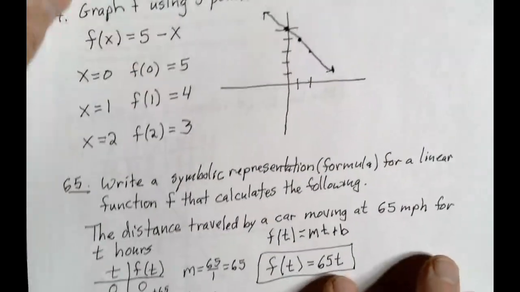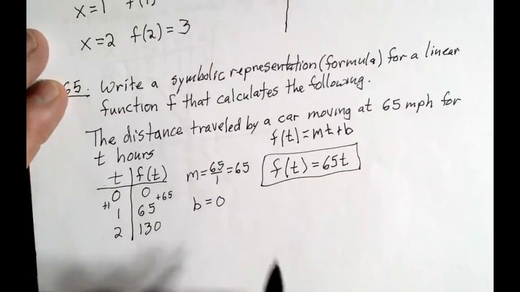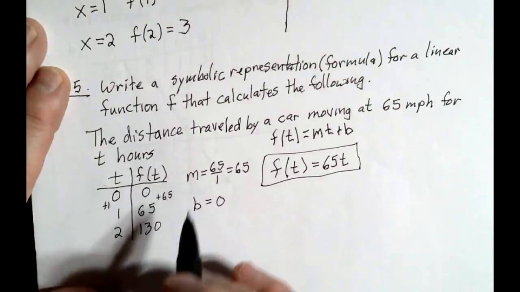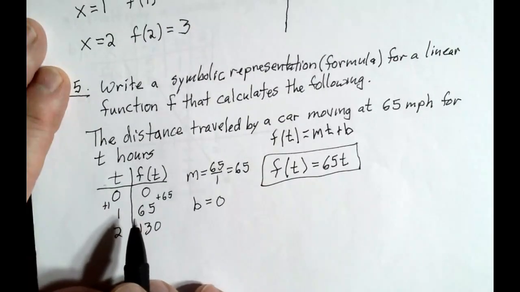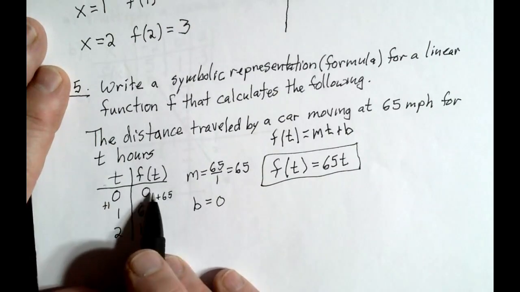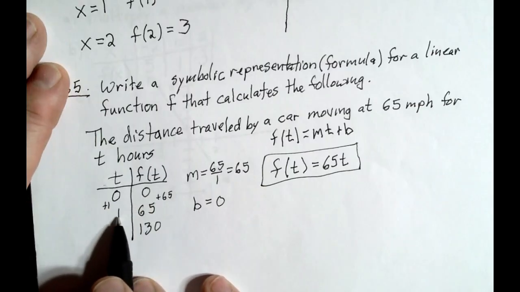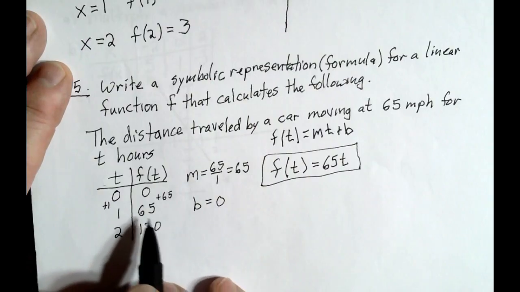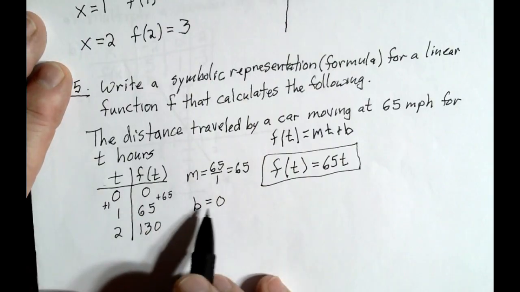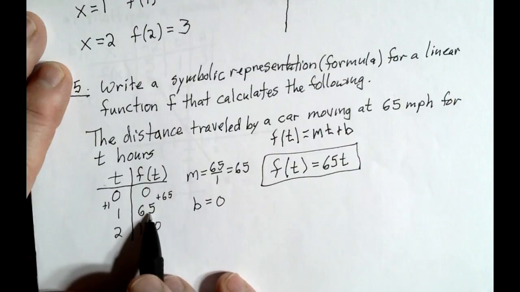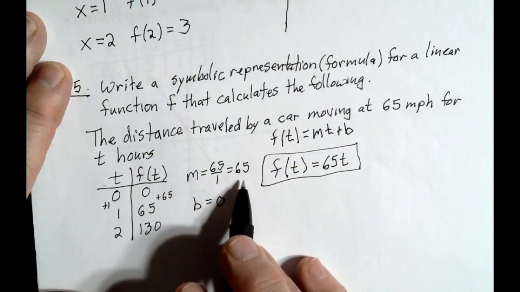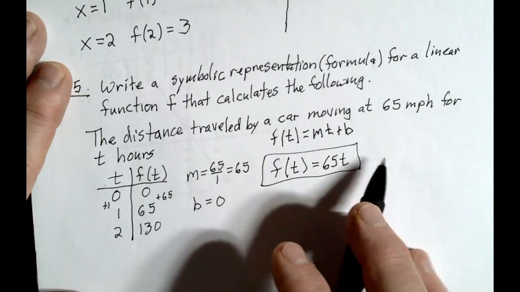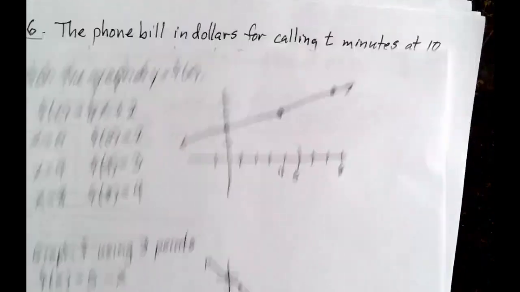Now, this one says, write a symbolic representation or formula that calculates the following. The distance traveled by a car moving at 65 miles an hour for t hours. So the distance traveled, 0 time has gone by, you've traveled 0 miles. After 1 hour, you've traveled 65 miles. After 2 hours, you've traveled 135 miles. So 0, 0 means your b is 0. And plus 65 over plus 1 is 65, so your slope is 65. So 65t plus 0, and you don't need to write the plus 0.